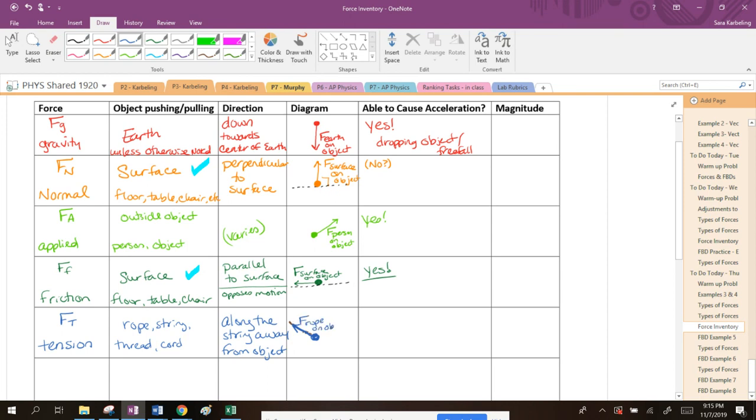And we're going to write force of rope on object. Okay. Is a tension force able to cause acceleration? Well, sure it is. You can imagine like a leash if you're pulling something, or a cord that is allowing you to pull a box or something like that. Yep, tension is for sure able to cause an acceleration.